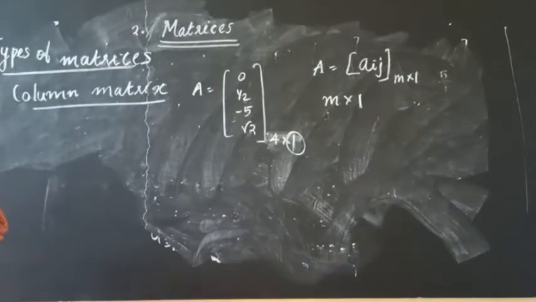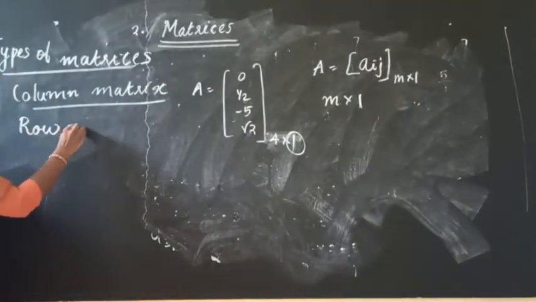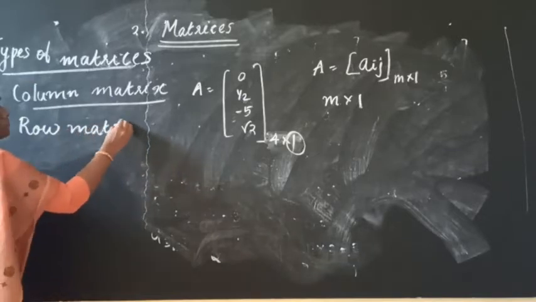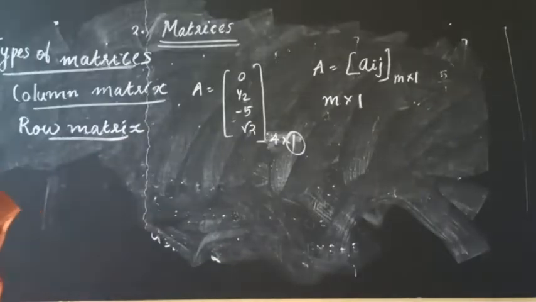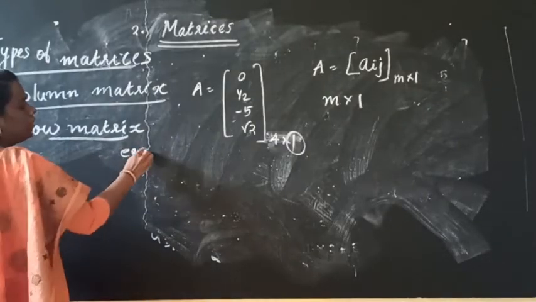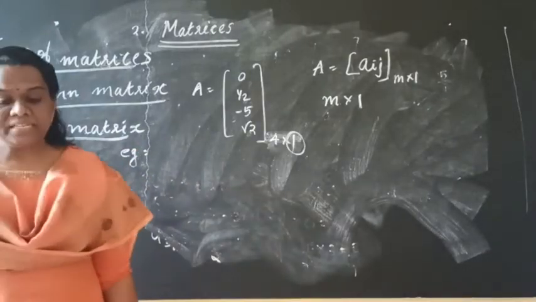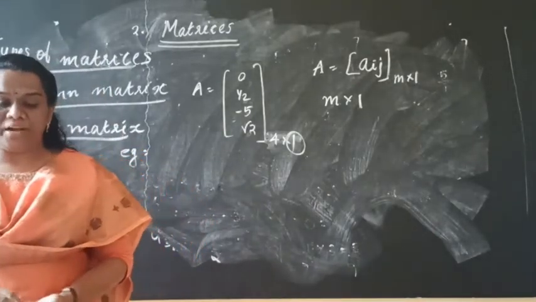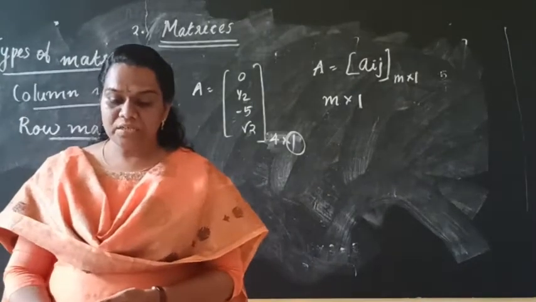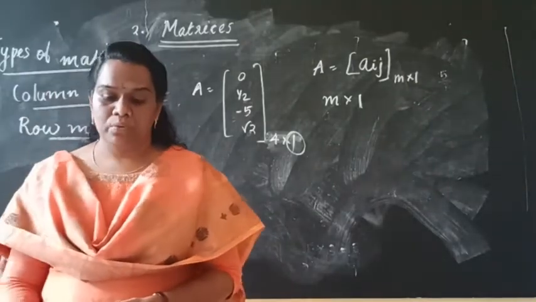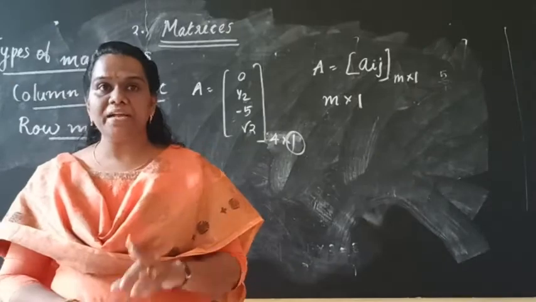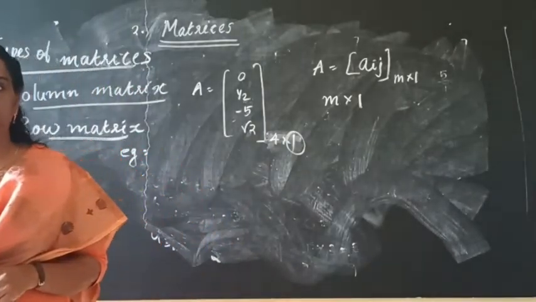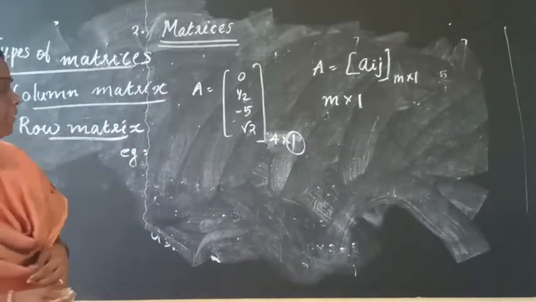Next is the row matrix. Row matrix means one row. Can you write an example? A matrix is said to be a row matrix if it has only one row. Clear? Then can you write an example?